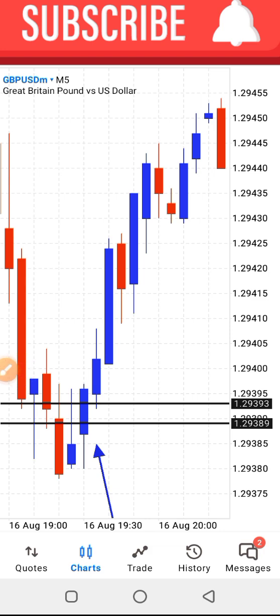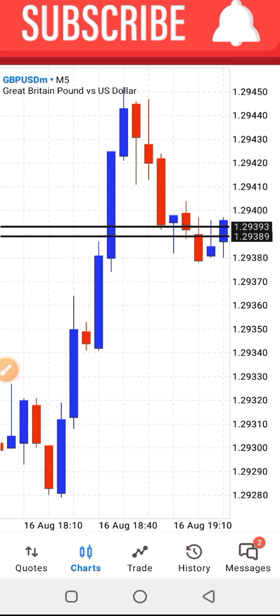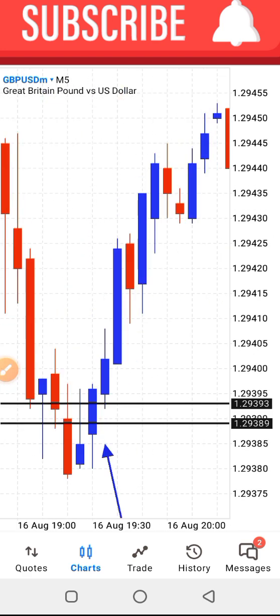So I believe you already know what a fair value gap is. It's a gap created by a three candle system whereby the wick of the first candle does not intersect with the wick of the third candle, leaving a gap in the middle. All right, so basically that's what a fair value gap is. So what's an implied fair value gap?